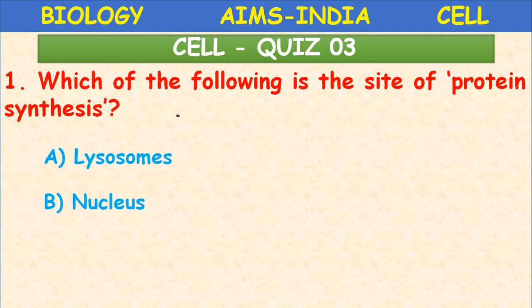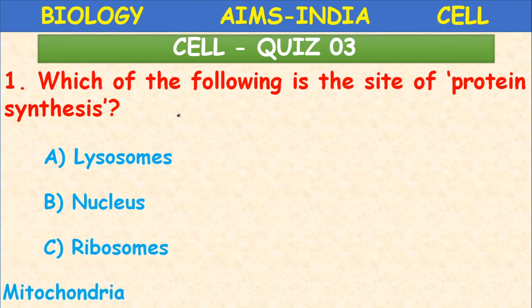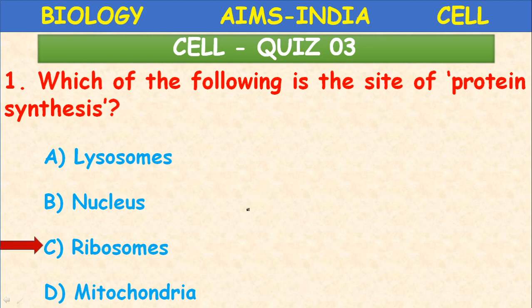Lysosomes, nucleus, ribosomes, mitochondria. What is the site of protein synthesis? Yes, ribosomes. That's why ribosomes are also called protein factories of the cell. These ribosomes are present in both plant cells and animal cells. They are small globular structures. Their main function is protein synthesis.